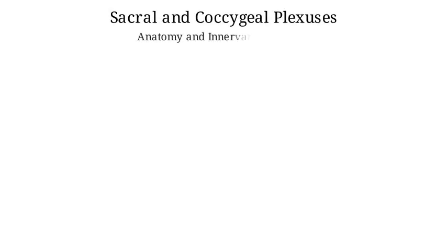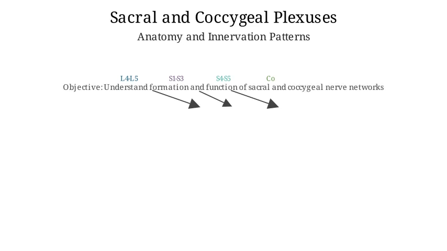In this video, we will explore the sacral and coccygeal plexuses, their formation, major branches, and the regions they innervate. These nerve networks play a crucial role in motor and sensory functions of the lower limbs and pelvic structures.